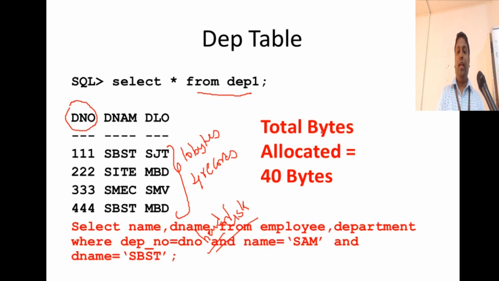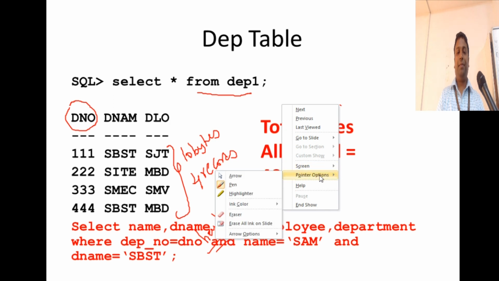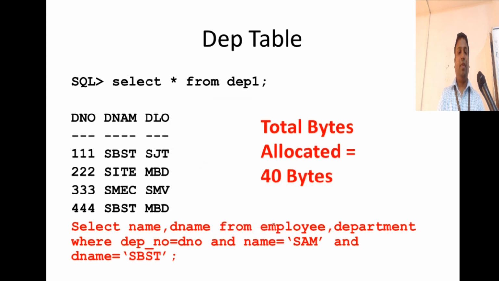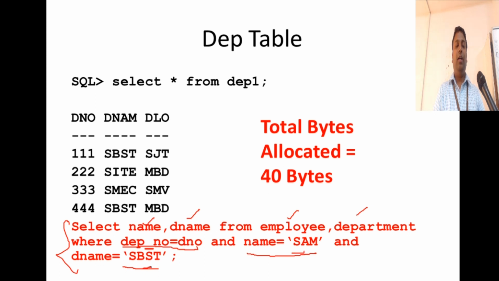Now comes a query. I have to execute a query which does this. Select employee name and department name from the employee and department tables. The join condition is that department number should be equal to department number, and name is equal to Sam, and department name is equal to SPST. So I am only worried about employees whose name is Sam and departments which have the name SPST. For these records I have to print the name and department name, that's it.